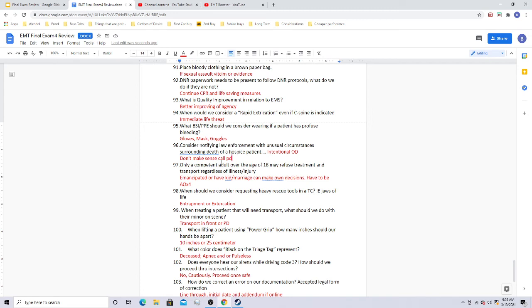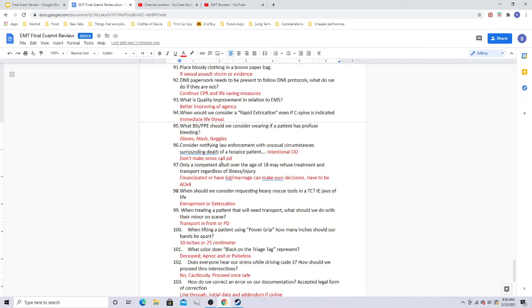So, yeah. When considering requesting heavy rescue tools such as Jaws of Life, no one calls it Jaws of Life, they call it the spreader or the cutter. It is Hollywood that calls it Jaws of Life. This is used in entrapment or extrication of a victim from a situation in which you guys cannot do that without. When treating a patient that will need transport, what should we do with the minor on scene? Transport in the front, there are little car seats for them, or call PD, and PD will take care of them.